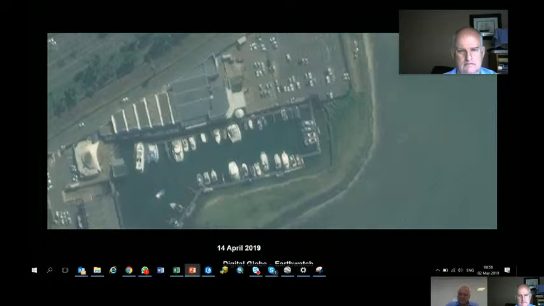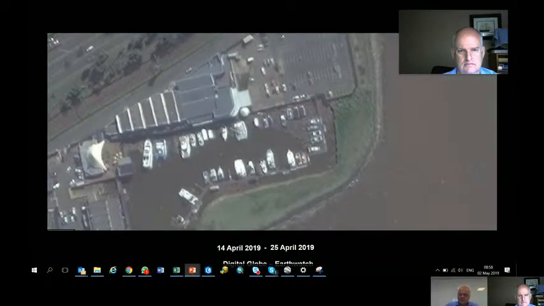This is a picture taken earlier in April. That was a picture taken in the middle of last week. And there you'll see a lot of debris inside the water, and that's typically all your plastics which have been washed down the stormwater system.